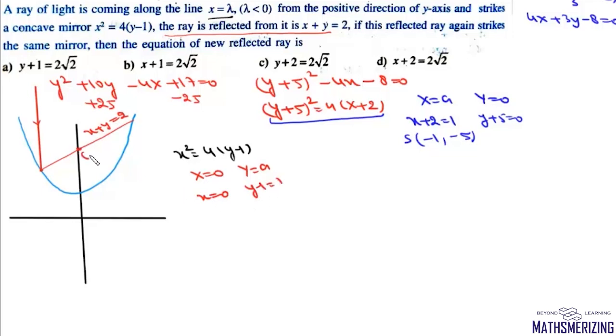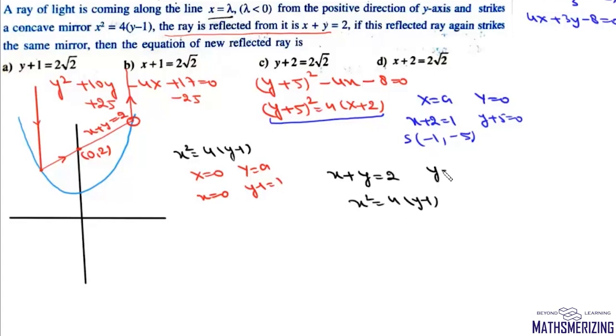So this point is (0, 2), and clearly the reflected ray passes through the focus because it satisfies this equation. Now any ray which passes through the focus will again be parallel to the axis of this parabola. So what we need to do is find this point of intersection. So we'll find the point of intersection of this line, which is x plus y equals 2, with the parabola, that is x square equals 4(y minus 1).